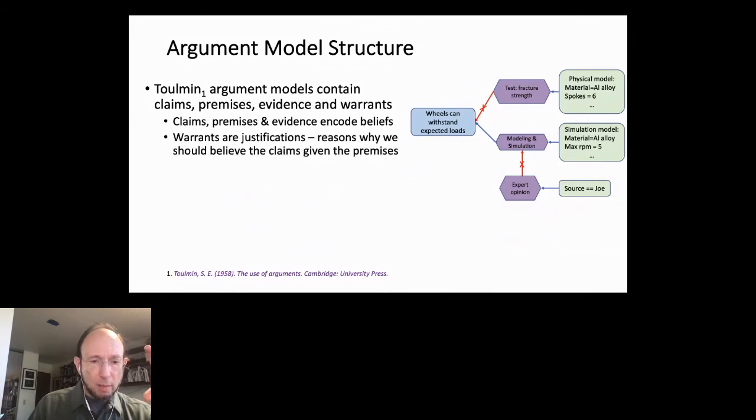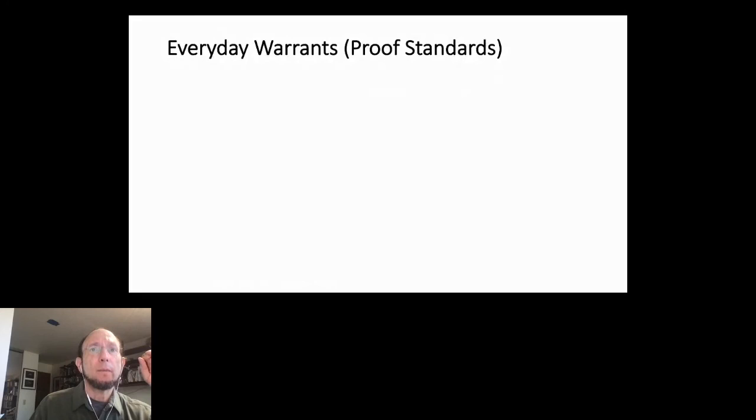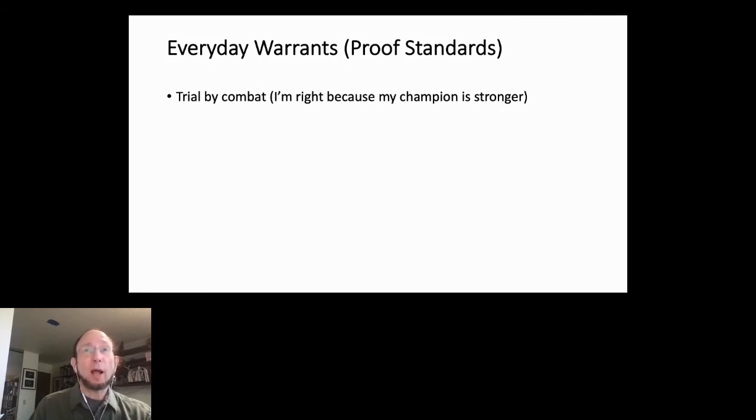I want to spend a moment talking about warrants as what they are, and let me relate that they are proof standards. They're reasons why we should come to believe something, and we use those in everyday life quite a lot. Now, in the old days, there was a form of proof which was trial by combat. Like, I'm right because my champion is stronger, when they fenced it off. We don't have that one so much anymore, unless you count corporate mud wrestling over who's got the baton. But trial by combat was at one point in human history a standard of truth.